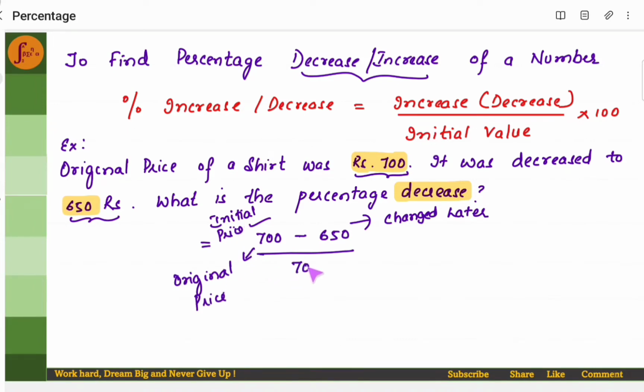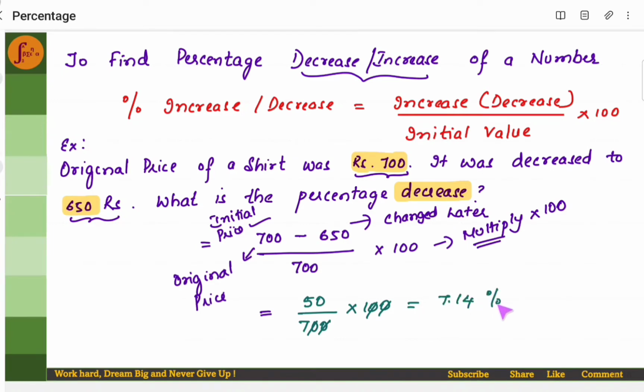So the initial price is 700. And then I multiply with 100, because I have to convert it to percentage. Whenever I have to convert into percentage, I have to multiply by 100. So now what is the difference here? 700 minus 650 is 50, by 700, into 100. So what do I get? I get 50 by 7. What is 50 by 7? 7.14%. So the answer is 7.14%.